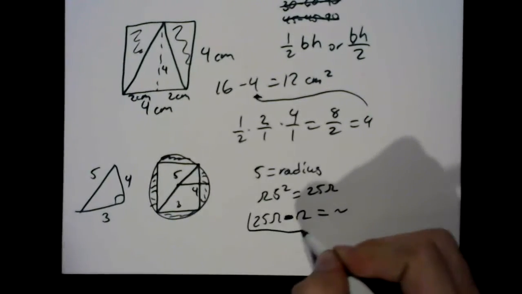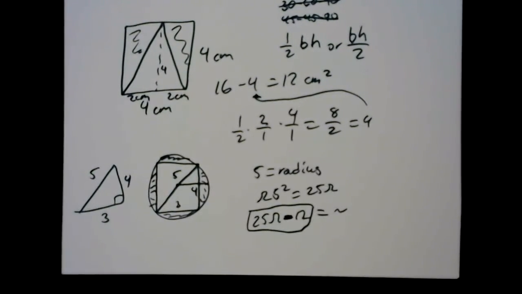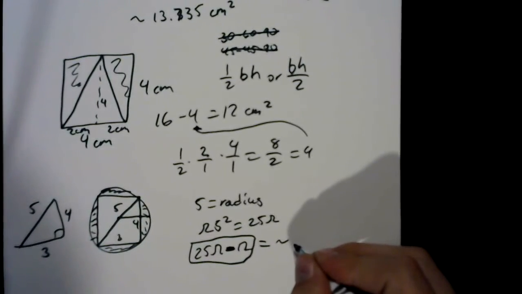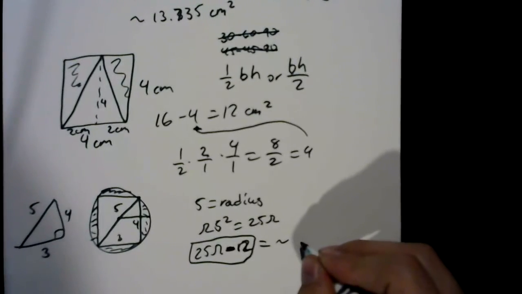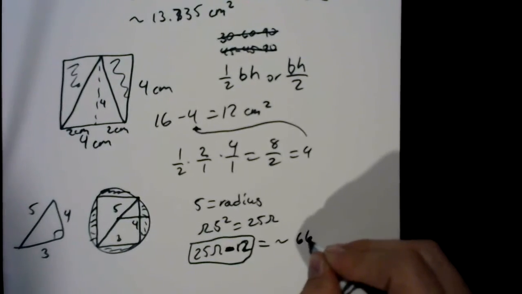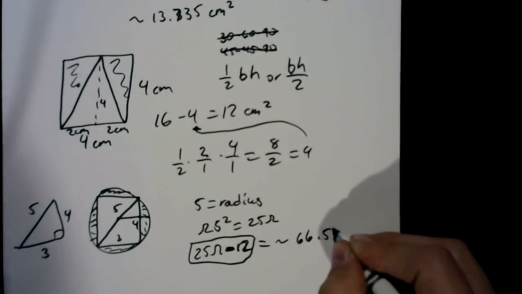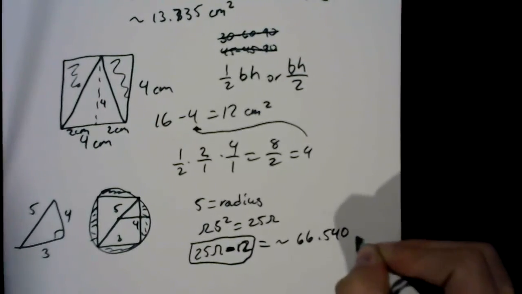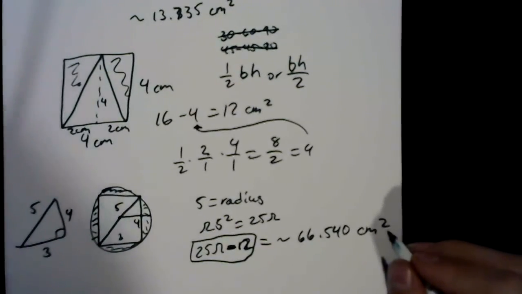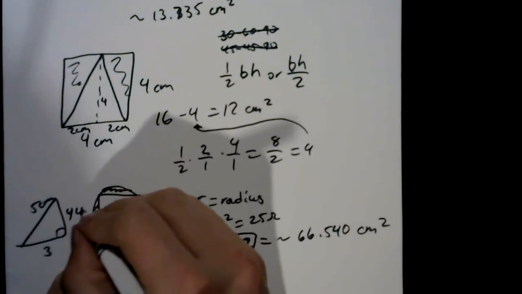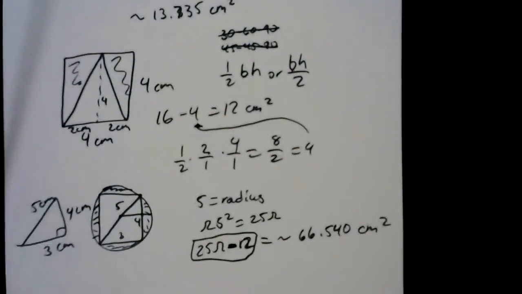This is an acceptable answer right here because it's in terms of pi. But if they want it in decimal form, once again, it will be approximately 66.540. I'm rounding to 3 decimals, centimeters squared. I didn't quite say that, we'll just say centimeters. It can be feet, anything like that.